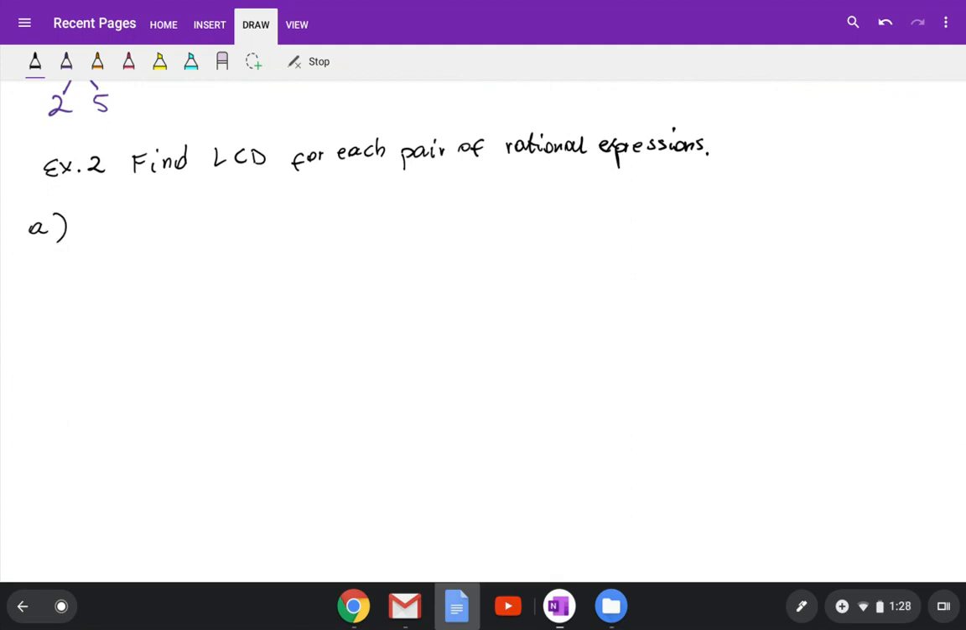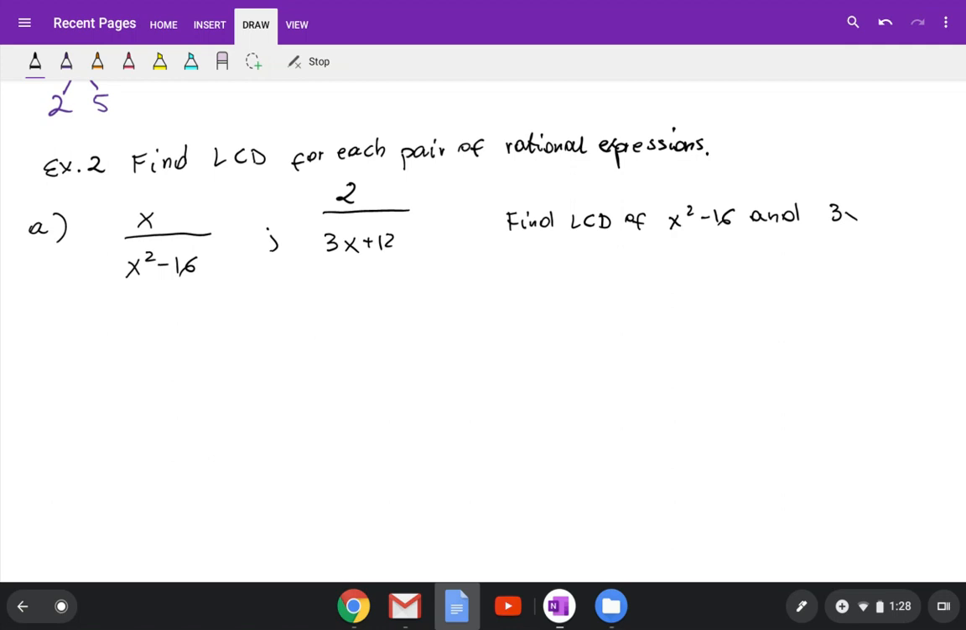A, we have rational expressions x over x squared minus 16 and 2 over 3x plus 12. So we need to find the least common denominator of x squared minus 16 and 3x plus 12. So how are you going to do it?